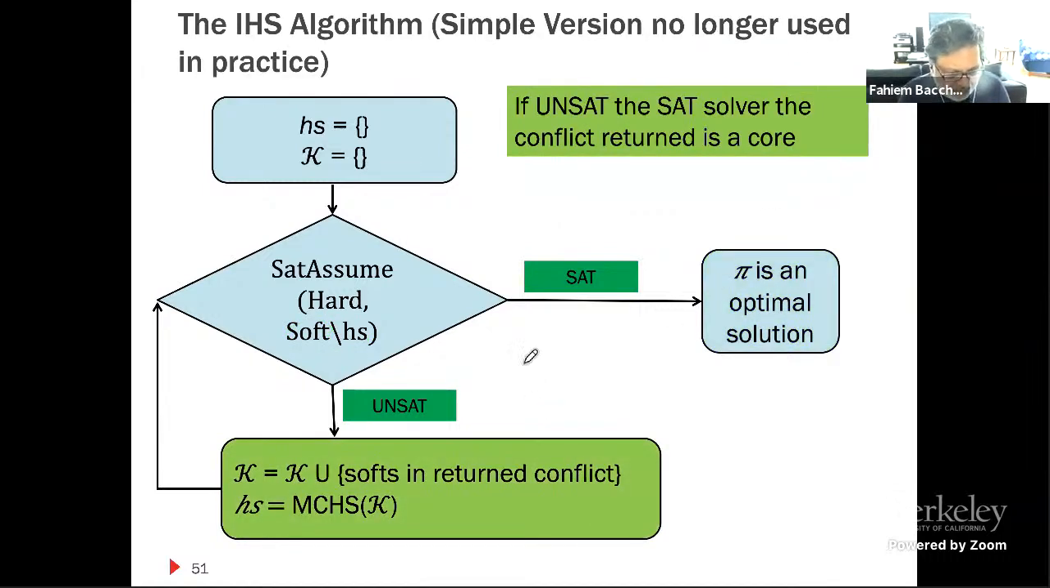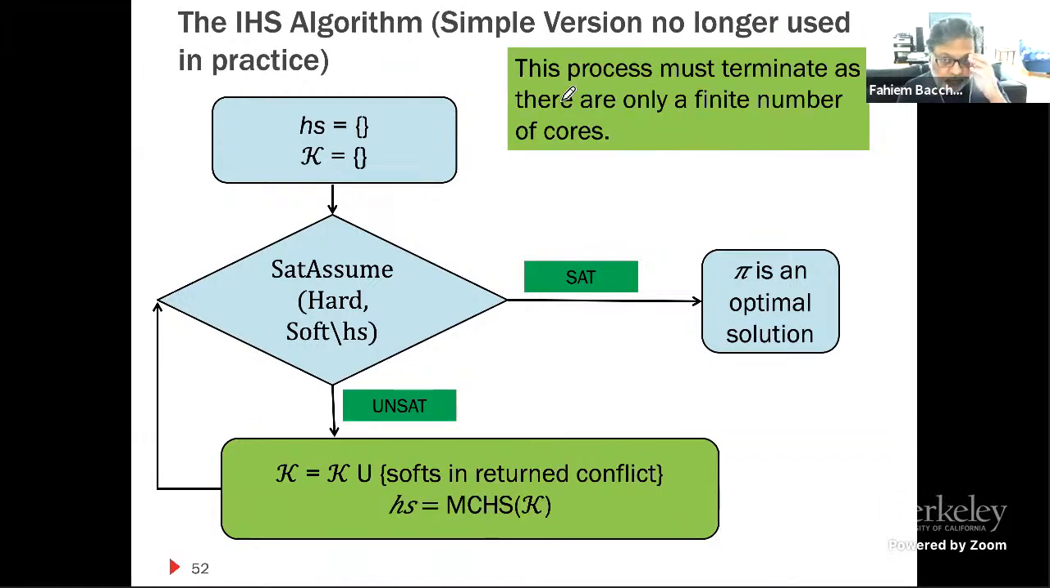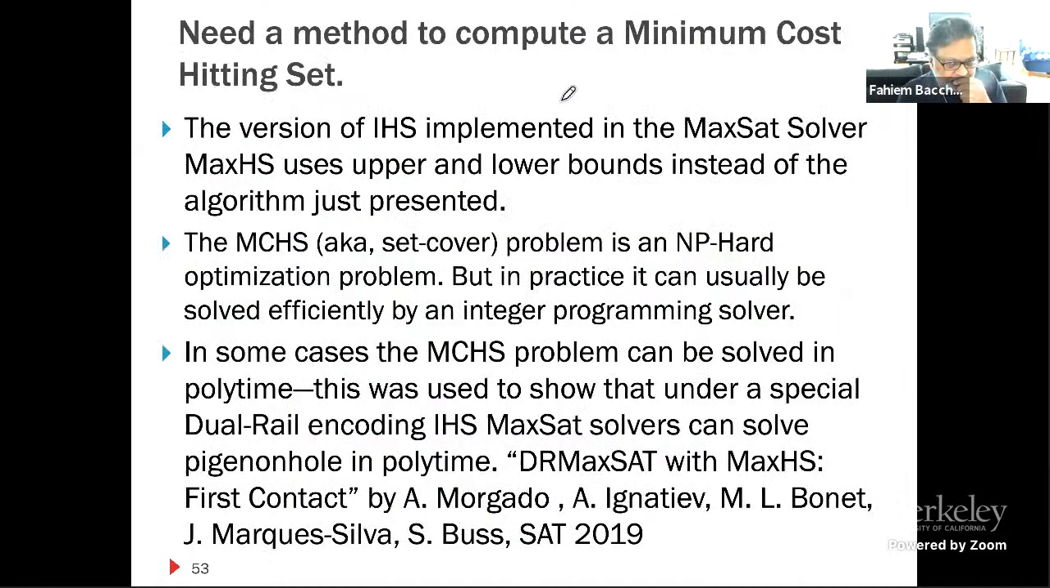And on the other hand, if you get UNSAT, you have returned yourself a core. So you have to terminate because there's only a finite number of cores. Now, you need, of course, a method for computing minimal cost hidden sets. And in practice, integer programming solvers are often used for this purpose. Like I said, the modern approach utilizes upper and lower bounds rather than this more simple algorithm I just presented.